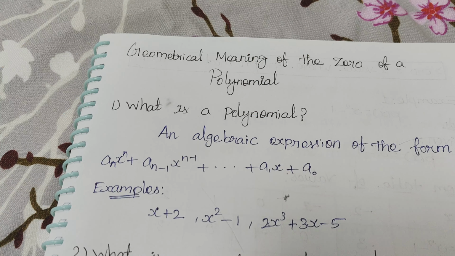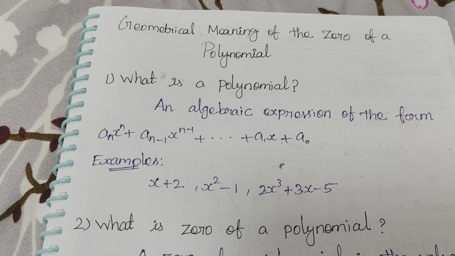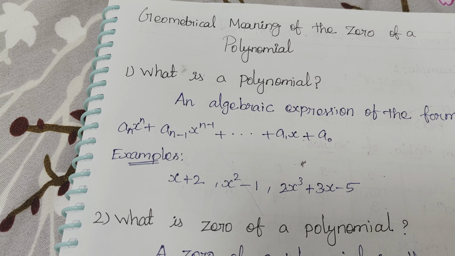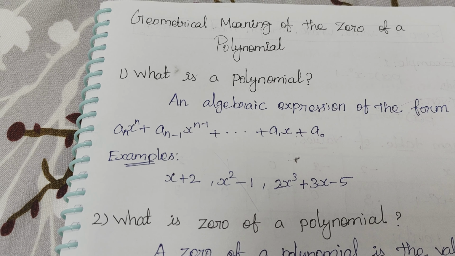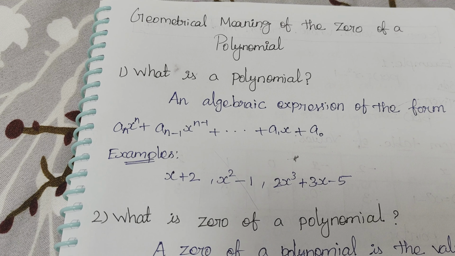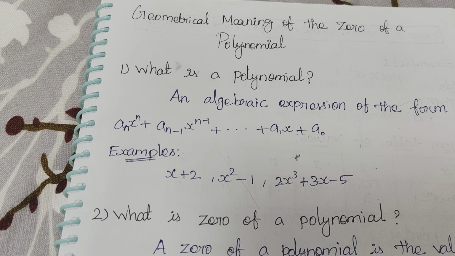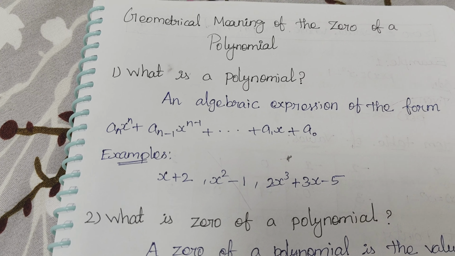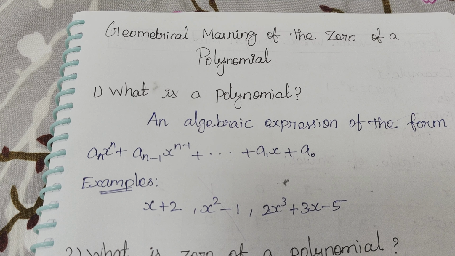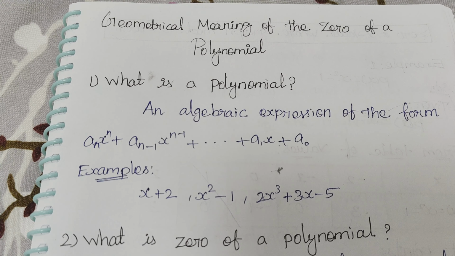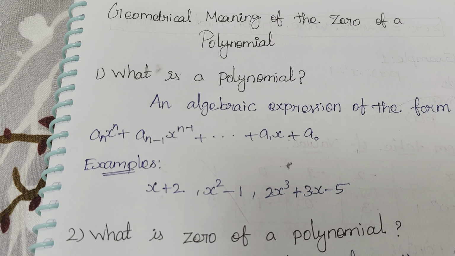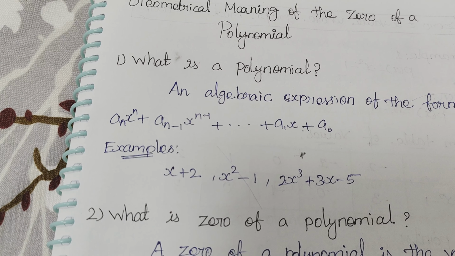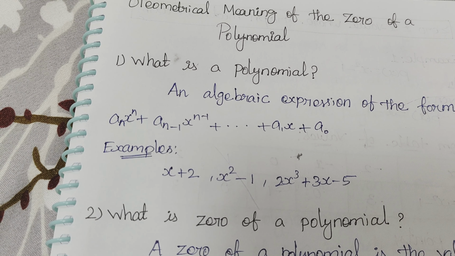In the previous video, part 1, we already learned what a polynomial is. So before moving into today's topic, let's quickly recall it in a simple way. A polynomial is just an algebraic expression made using variables like x along with numbers and powers of x. For example, x plus 2, x squared minus 1, 2x squared plus 3x minus 5 are all polynomials. So we already know this from part 1.